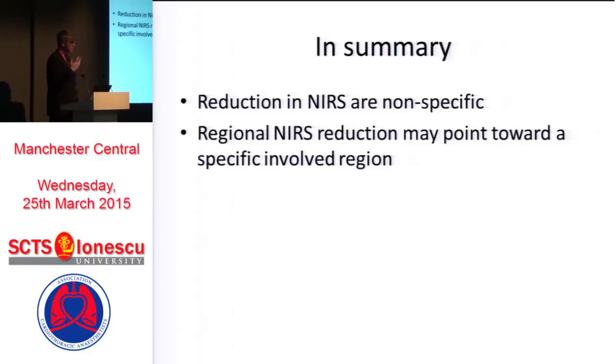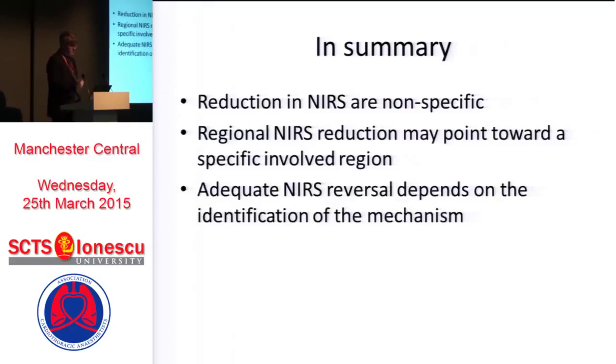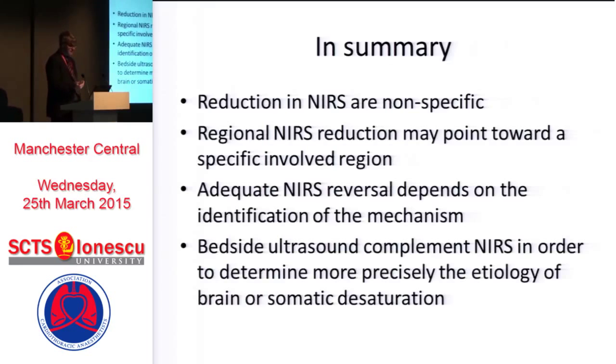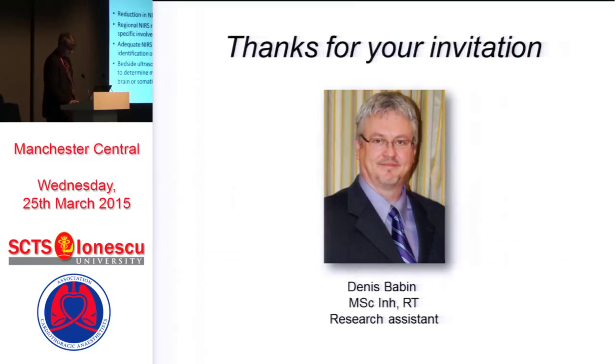But then if you combine brain, arm, and legs, then you can figure out where the problem is. Typically, if it's a global problem, a cardiac problem, it will be reduced everywhere. But if it's just localized to the abdomen, typically we see a difference appearing between the upper and the lower extremity. Adequate NIRS reversal depends on identification of the mechanism, and bedside ultrasound complements NIRS in order to determine more precisely the etiology of brain or somatic desaturation.